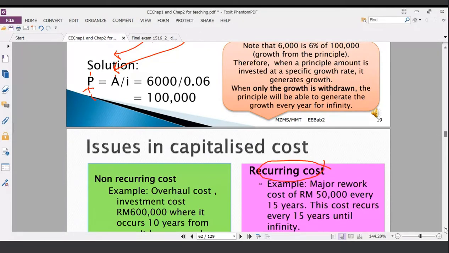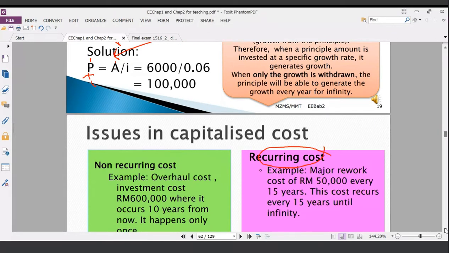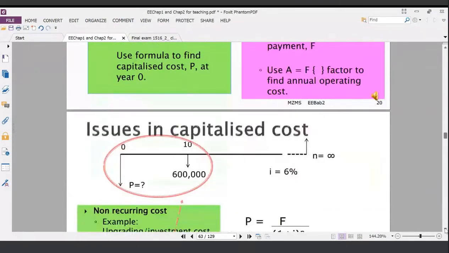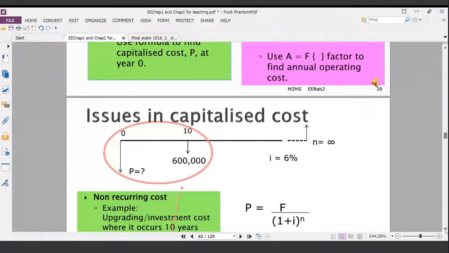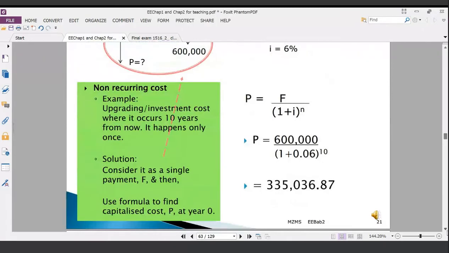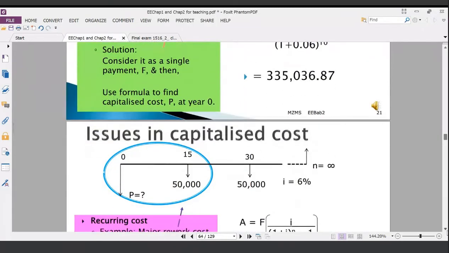All right, there is also a situation where non-recurring costs happen, which is it happened only once throughout the project life. Okay, so that one is considered as issues in capitalized cost. Okay, you read through this one, okay.